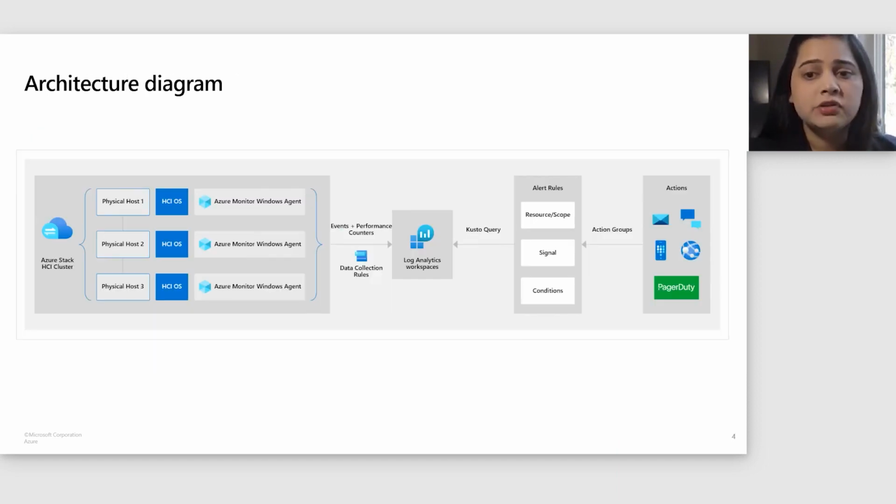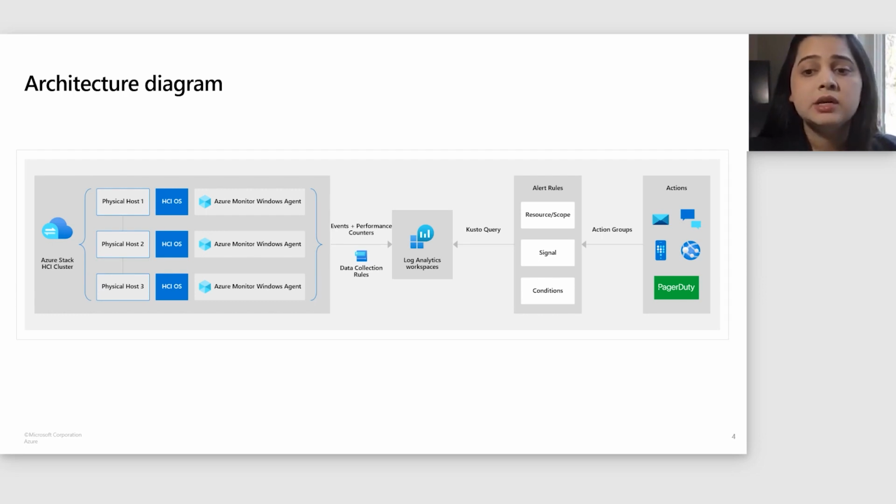This is an architecture representation of log alerts creation. Here is an Azure Stack HCI cluster with 3 cluster nodes. Azure Monitor Windows Agent, also known as AMA, is installed on each cluster node, which collects logs from the machines. The logs or performance counters which are collected are specified in a data collection rule. The AMA agent then sends these logs to a log analytics workspace. This workspace is like a database to store logs.